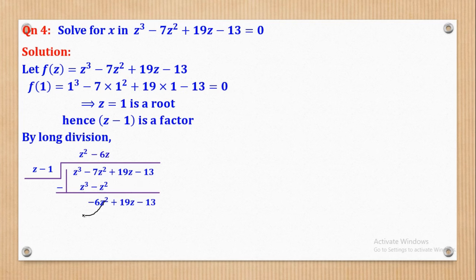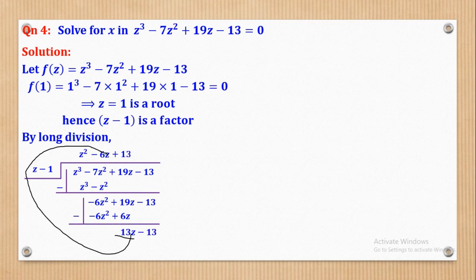Then do the same, this divided by this gives you negative 6z. Then negative 6z multiplied through the whole of this gives you this line. Then subtract the two, you'll come up with that. Still the same, 13z divided by z gives you positive 13. Then 13 multiplied through the whole of this gives you that. Then subtract the two, you'll come up with 0, meaning there is no remainder.